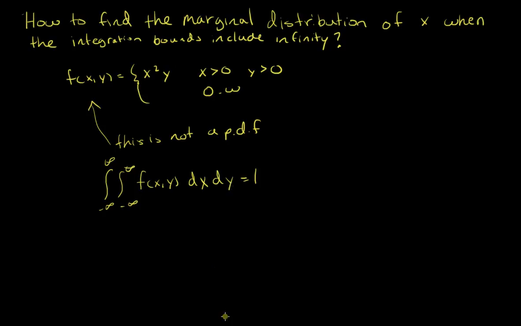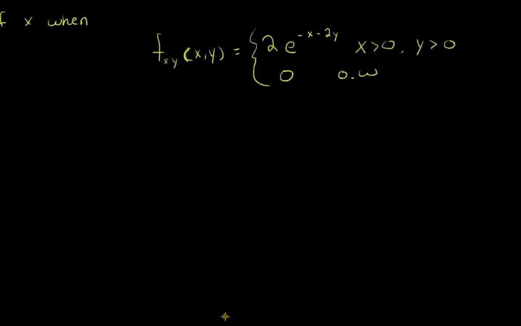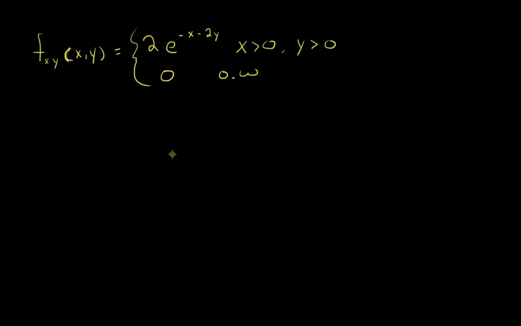All right, so let's change this up a little bit, and let's talk about a probability distribution function. The bounds of our integration are still going to include infinity, but this is a probability distribution function, meaning if you were to integrate over it, you would get 1. Okay, so I want to find the marginal distribution fx, the marginal distribution for x. If I'm trying to find the marginal distribution of x, then I should take the joint distribution and integrate over y.